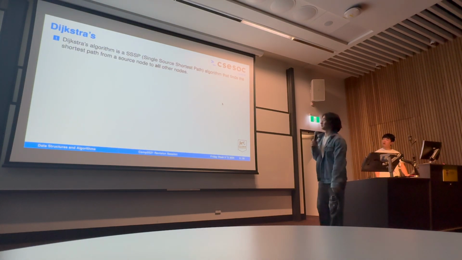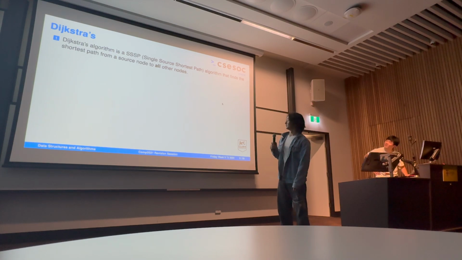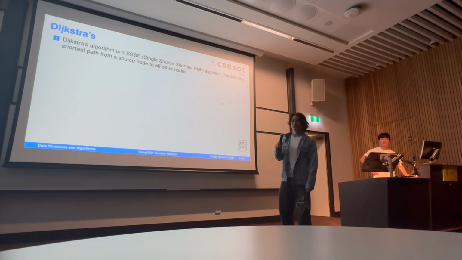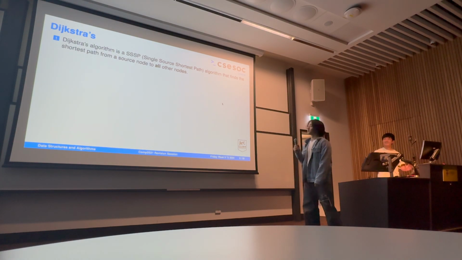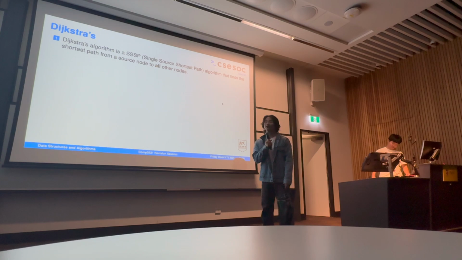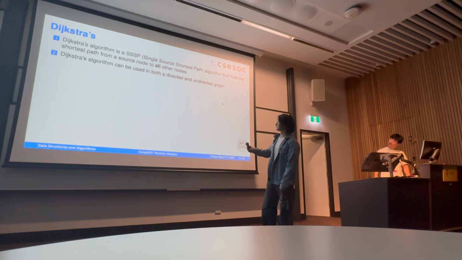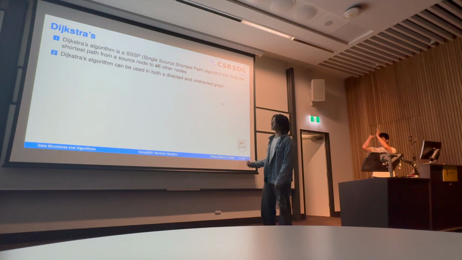The next thing we want to talk about is Dijkstra's. I think that's spelled wrong. I don't know. No, that's fine. It's fine? Yeah, okay. So, Dijkstra's is a single source shortest path algorithm that finds the shortest path from a source node to all nodes. And this is the only one you'll really look at. So that's what it does: it finds the shortest path from one node to all other nodes.